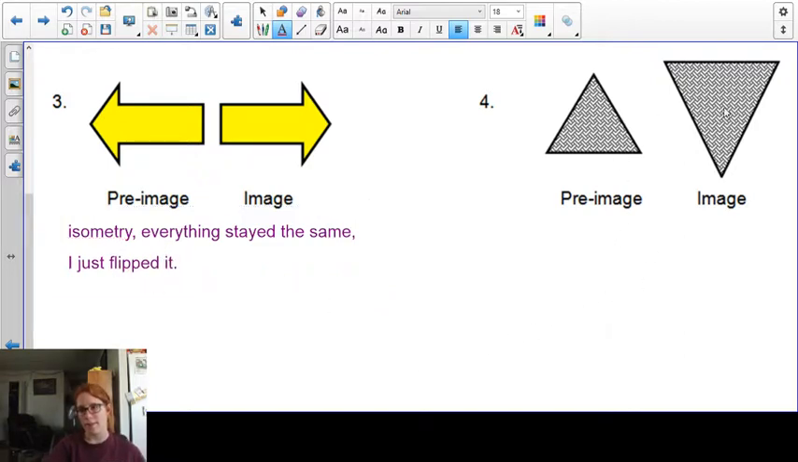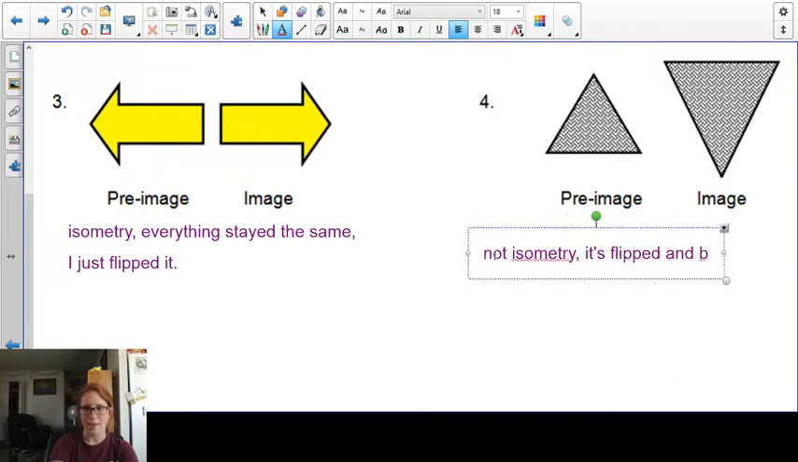And what about these last two? Isometry or not an isometry? Good, not an isometry. It's flipped and bigger.